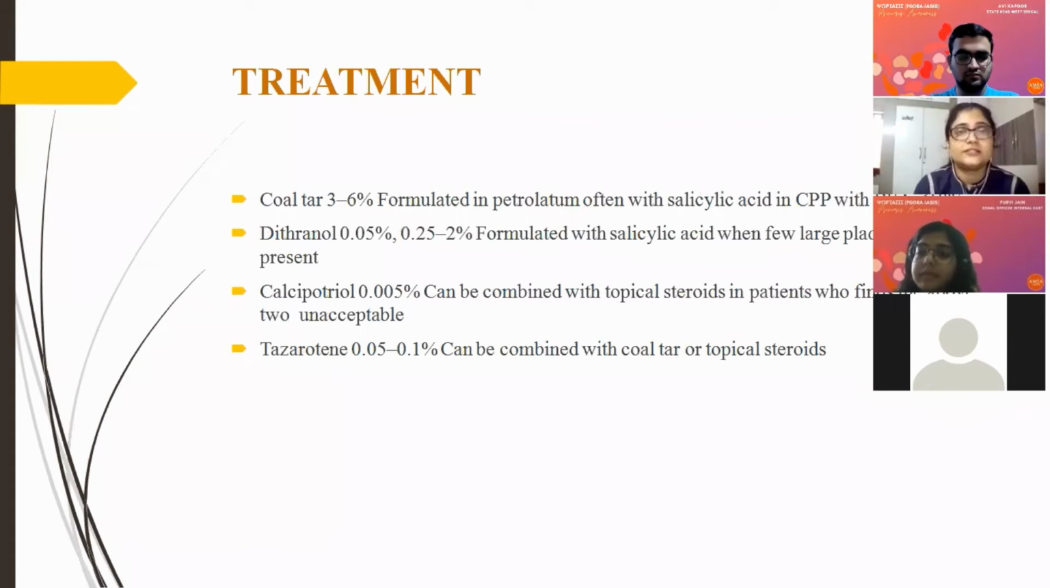Now, coal tar is used in 3 to 6% preparation and is formulated in petrolatum, often with salicylic acid, in chronic plaque psoriasis with the BSA index less than 10%. Dithranol 0.05 or 0.25 to 2% formulated with salicylic acid. When there are few large plaques, when the plaques are large, we can use dithranol.